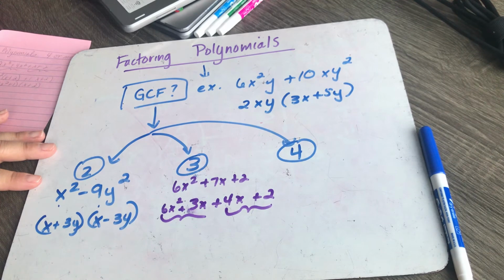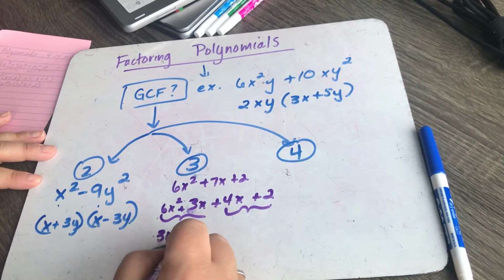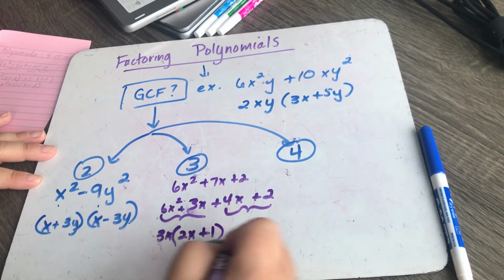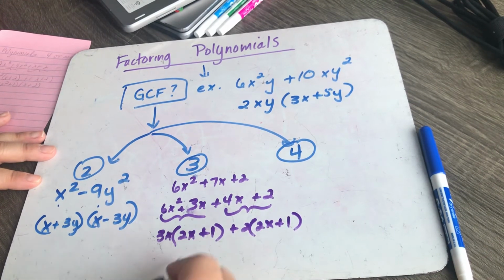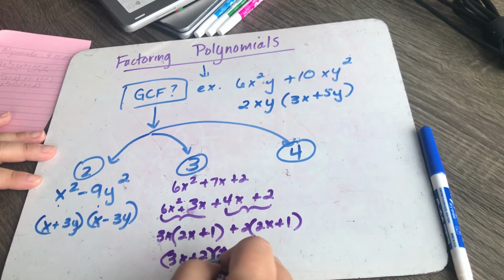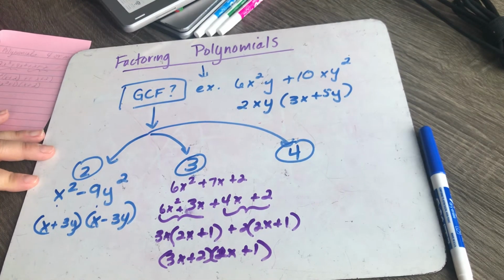Remember this grouping? Factor them out. So I can pull out a 3x. When I pull out a 3x, I have 2x plus 1. And I pull out a 2 here, so I have 2x plus 1. 3x plus 2 times 2x plus 1. Perfect. So I factored it out. It wasn't a perfect square trinomial, but I could still factor it out.